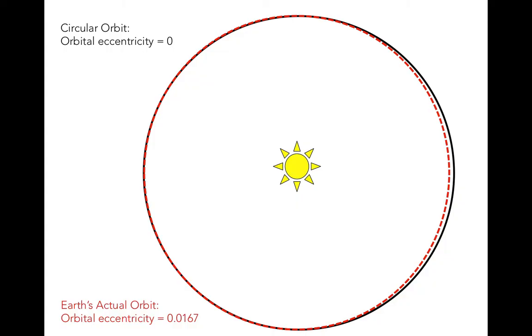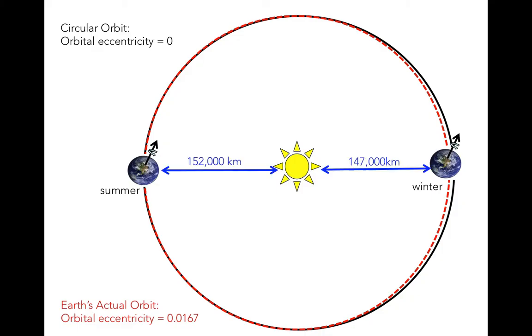As a final nail in the coffin of this misconception, let me just point out that we are actually closer to the sun during the winter in the northern hemisphere than we are in the summer.